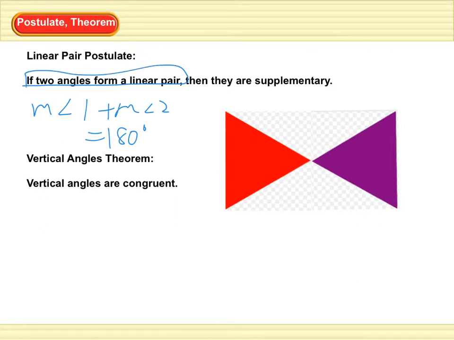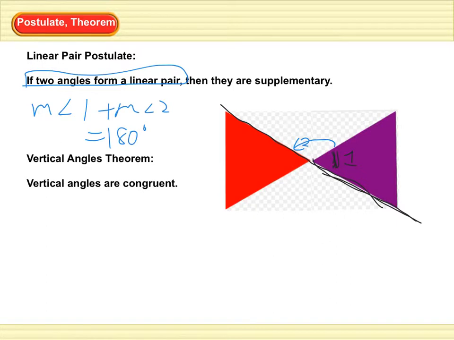So if we look at this purple angle here, we call that 1, and then if we look at this gray part, we call this gray angle 2, right here, from the purple line to the red line, that's angle 2. Notice that angle 1 and angle 2 together form a straight line. And the straight line is 180 degrees, and therefore we say that they are supplementary angles. They supplement each other. Okay? So that's the linear pair postulate.